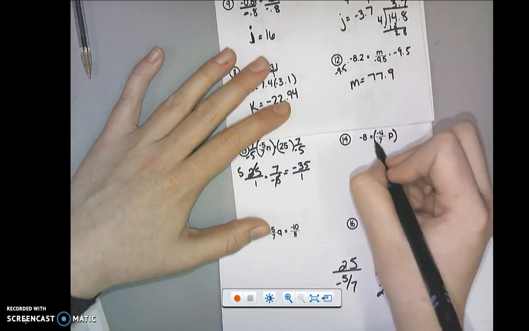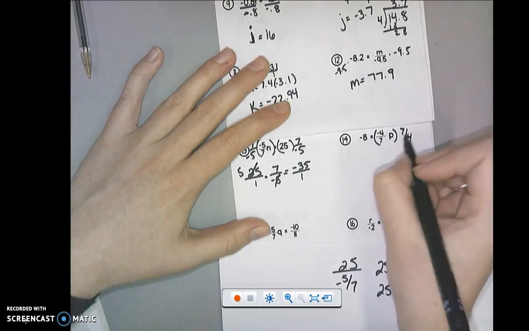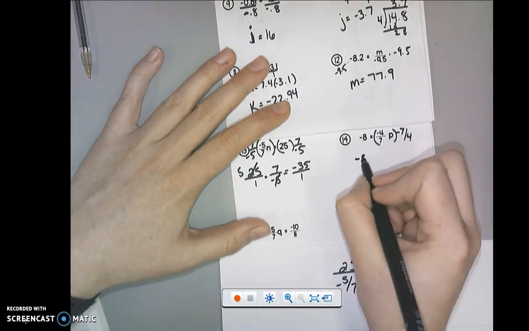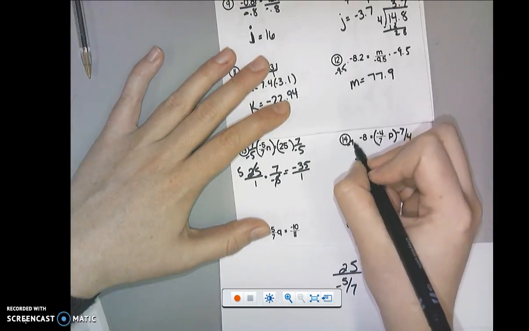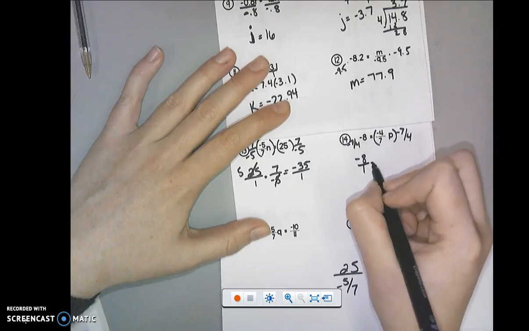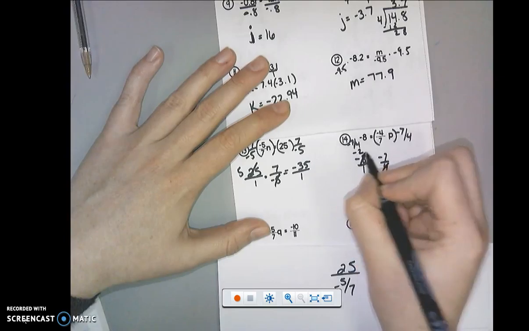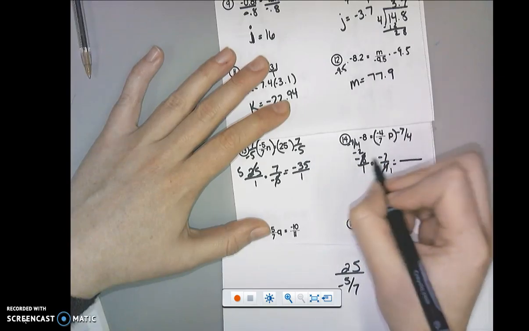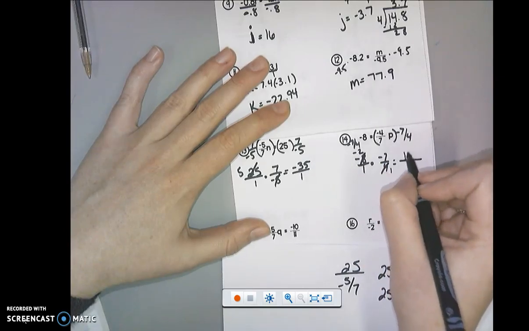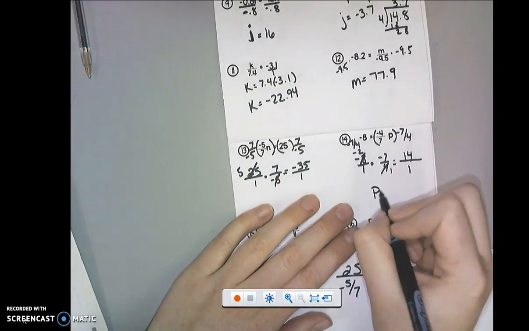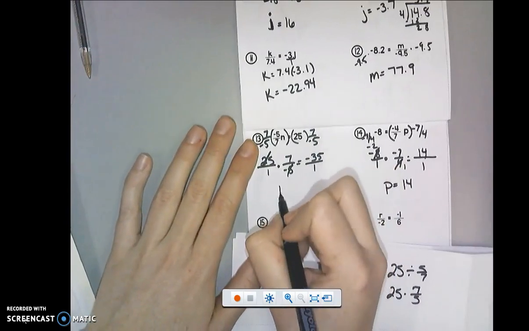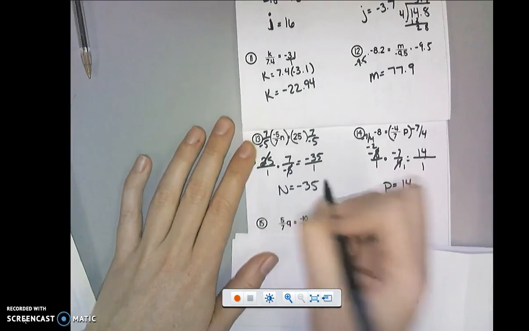Same thing, we're going to cross cancel and use the reciprocal. So I have negative 8 times negative 7/4 over 1 times negative 7/4. Cross cancel, negative 2, 1. Negative 2 times negative 7 is 14 over 1. So P equals 14, forgot to go over here, and equals negative 35.